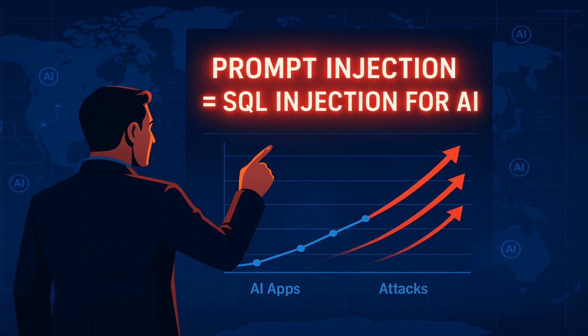Prompt injection is the SQL injection of the AI era, and it's only going to get more dangerous as AI systems become more integrated into apps and workflows. Learn how it works, simulate it safely, and defend against it before someone uses it against you.